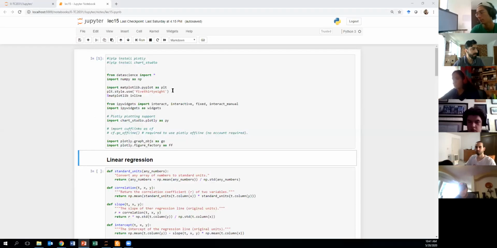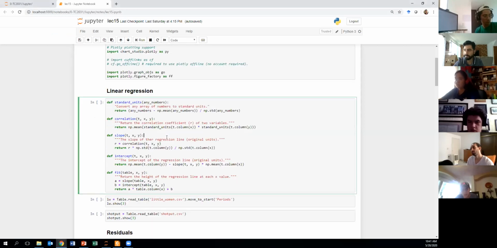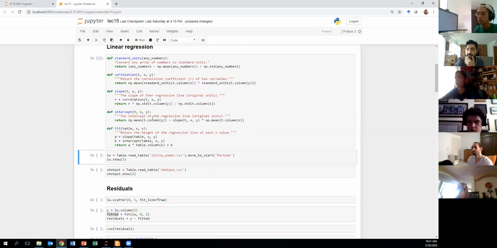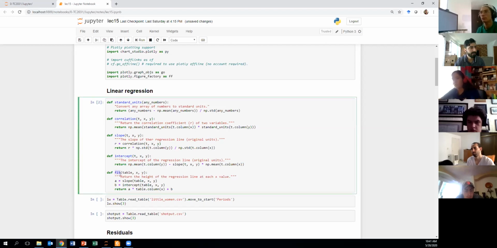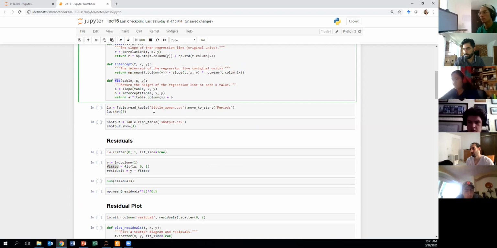If you just joined, we just started, you didn't miss anything, we were just reviewing last week's class. We were talking about residuals, which is another name for error in the estimation. Here I'm redefining all the functions that we saw before: to convert to standard units, to calculate the correlation R, the slope of my line, the intercept, and the fitted value, or predicted value, which returns the height of the regression line at each X value.